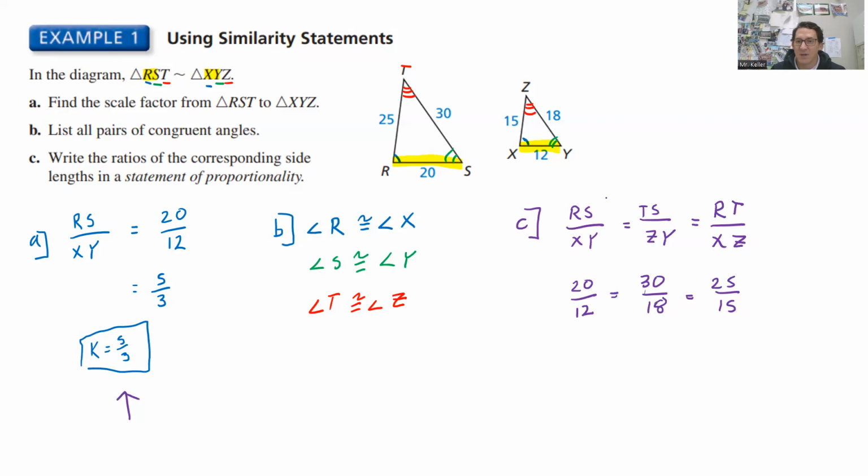But that's all we need to do. I think really this is the statement of proportionality that the book would be looking for. But if you reduce, they all reduce down to 5/3. And again, if you prefer, we can do XY over RS. We can flip all these around. It doesn't matter which way you figure out that scale factor or write it out. You just need to stay consistent. If you do the smaller sides on top on one side, you need to keep the smaller side on top on all.